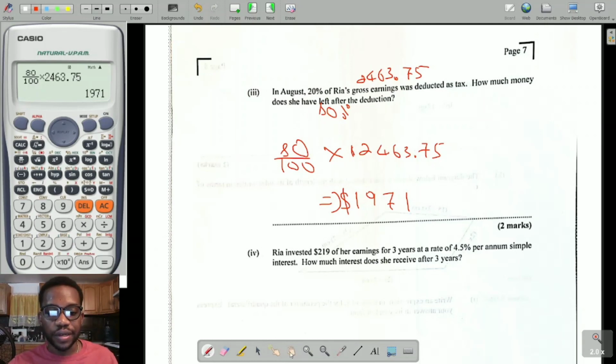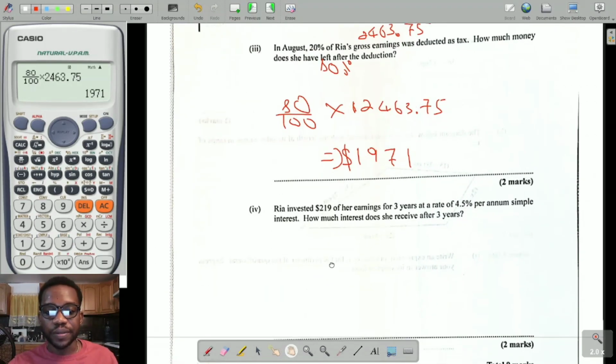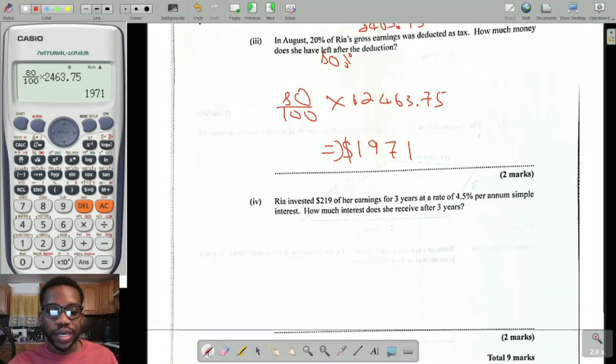Alright, good so far. Now let's scroll down and see what's going on. Now the next question says, now Rhea invested $219 of his earnings for 3 years at a rate of 4.5% per annum simple interest. How much interest does she receive after 3 years? Now we'll go right into the formula.